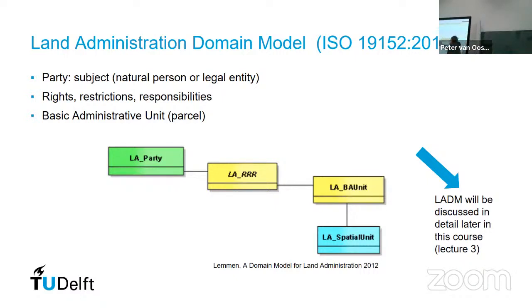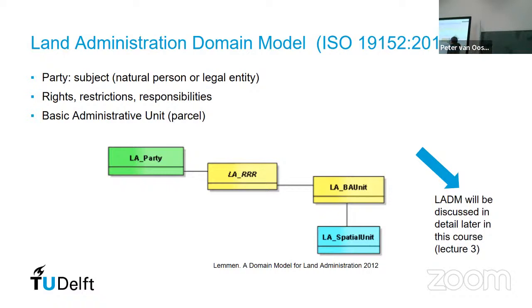But here we see the core, who, what, and where: party, who, what's about the rights, restrictions, and responsibilities. Now, of course, we can understand what the right is, and for instance, ownership. Restriction is restricting what you can do. Responsibility is a bit more unclear. That's something you have to do. For instance, it can be that you have to do the maintenance of a dike on your land. Now, of course, that's something for the Dutch. We need dikes, otherwise, no country could be seen. So it can be that you have responsibility to pay for the maintenance.